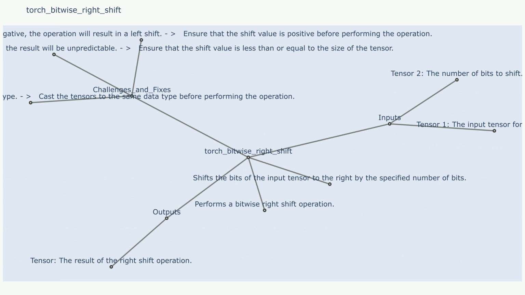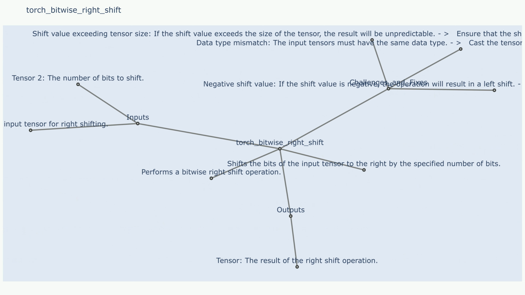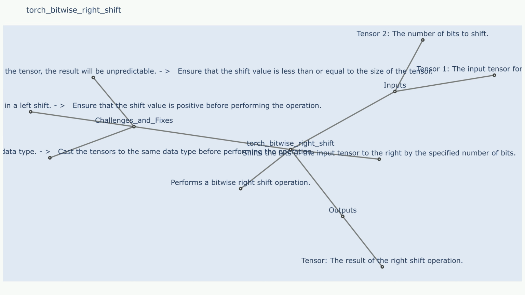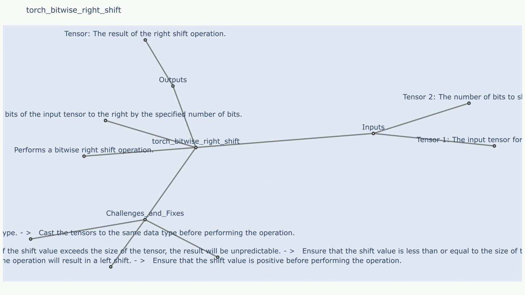Challenge 2: if the second input tensor is larger than the number of bits in the first input tensor, the result will be 0. Sample use case that resulted in challenge 2: torch.bitwise_right_shift(torch.tensor(10), torch.tensor(10)). Fixes to challenge 2: ensure that the second input tensor is smaller than the number of bits in the first input tensor, or use a modulo operation to ensure that the shift amount is within the valid range.